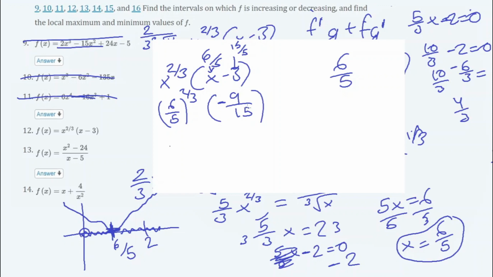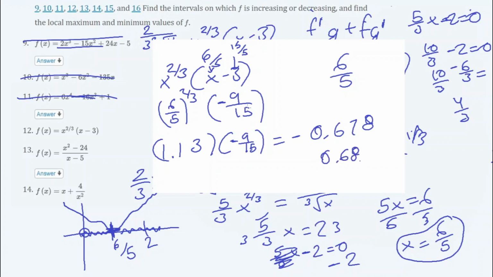And 6 over 5 to the 2/3 power is going to be roughly 1.13. And that's going to be multiplied by negative 9 over 15, which if we do that, it's going to be equal to negative 0.678. Or we could just write it as negative 0.68.